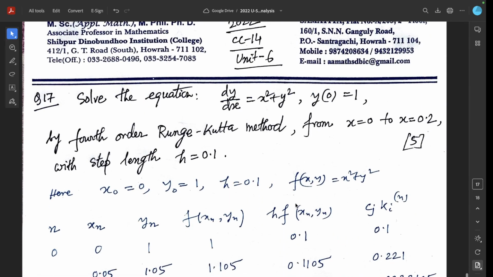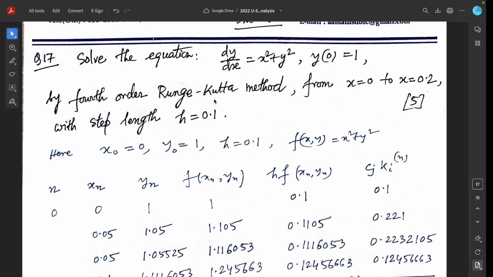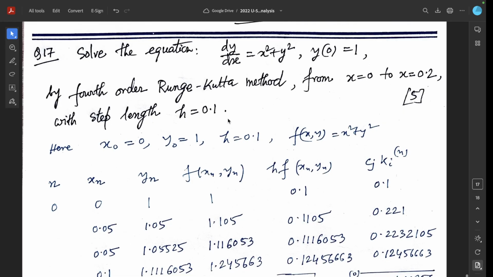Next question, 17. Actually, this is a practical question. Solve dy/dx equal to x square plus y square, y(0) equal to 1, by the fourth order Runge-Kutta method from x equal to 0 to x equal to 0.2 with step length h equal to 0.1.